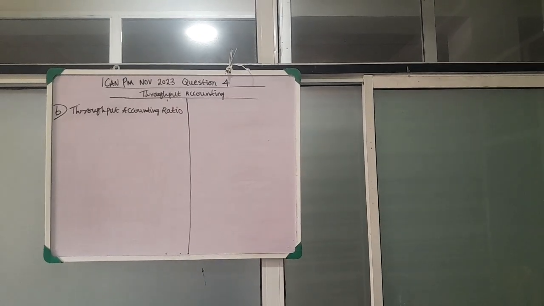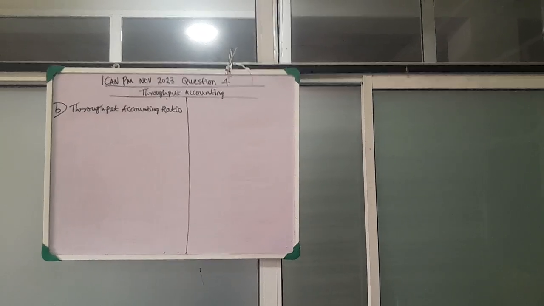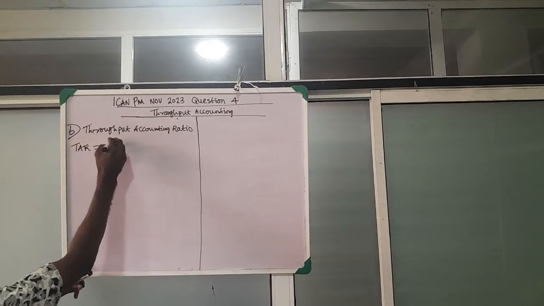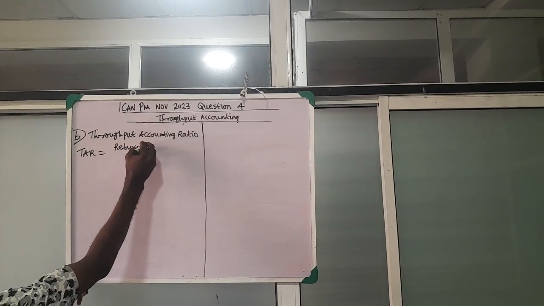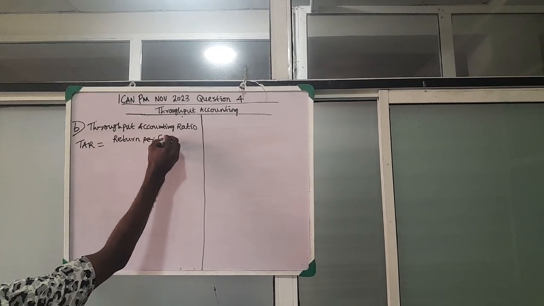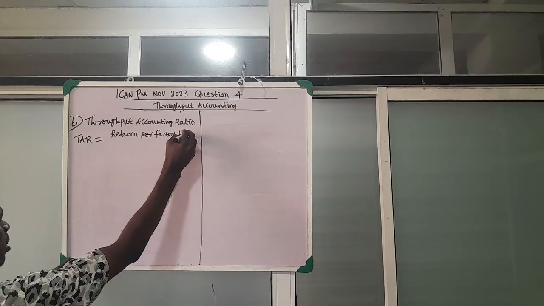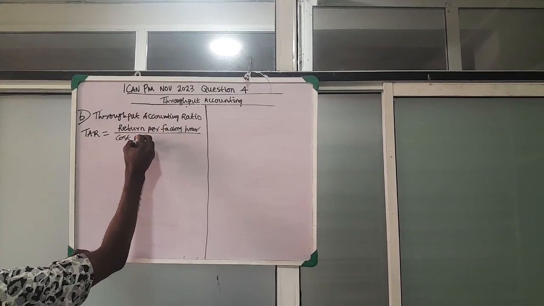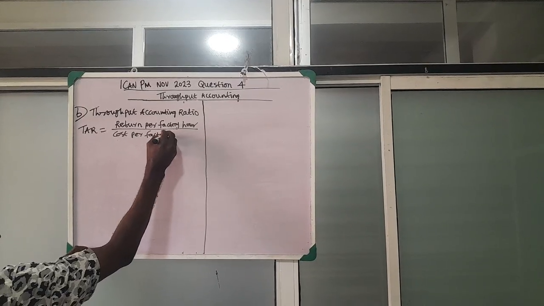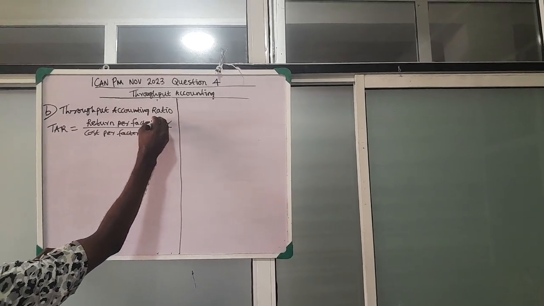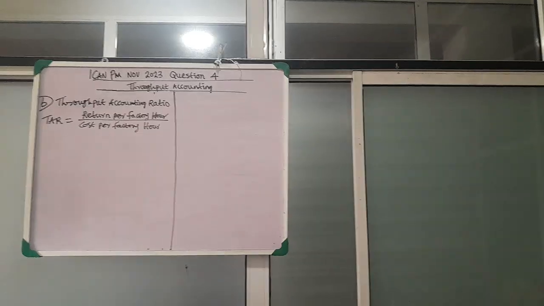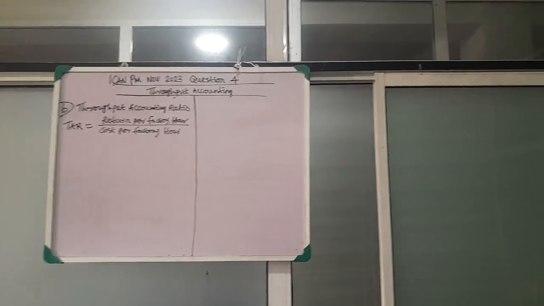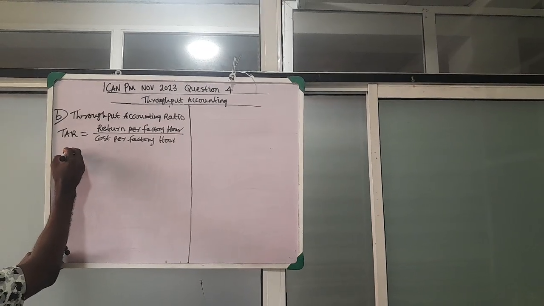Throughput accounting ratio is simply the return per factory hour over cost per factory hour. That's a throughput accounting ratio equal to return per factory hour over cost per factory hour. That will give us our throughput accounting ratio. So we'll proceed with the return per factory hour.